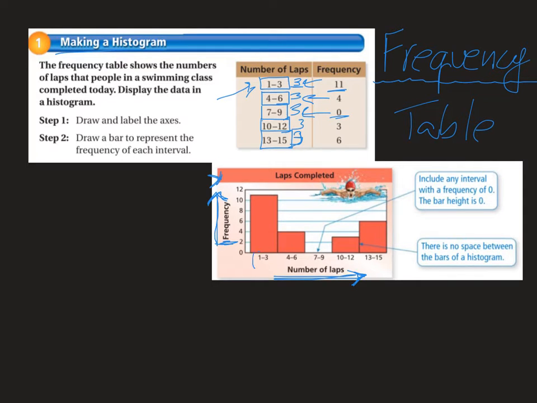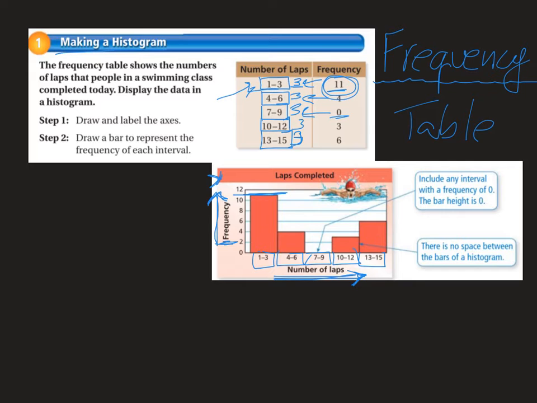Here's our first bin of 1 to 3, second bin of 4 to 6, third bin of 7 to 9, 10 to 12, and 13 to 15. And then we can see, hey, the number of people that swam 1 to 3 laps was 11. All right, here we go, right in between 10 and 12, there's 11.